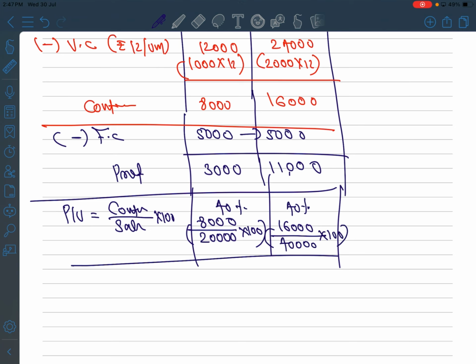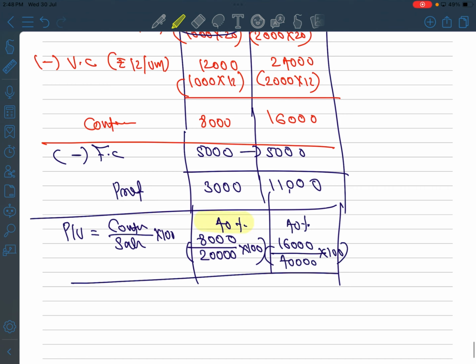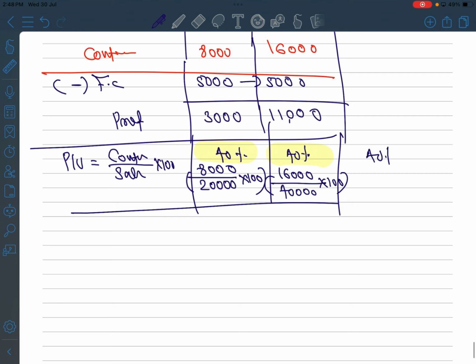But it may change. When will it change? If units increase or decrease, will it make any change in contribution per unit or PV ratio? No. In 2025, what was our unit? 1000. It increased to 2000. PV ratio 40, second year also 40. Suppose in 2027, units are 5,000. Then also PV ratio will be 40%.